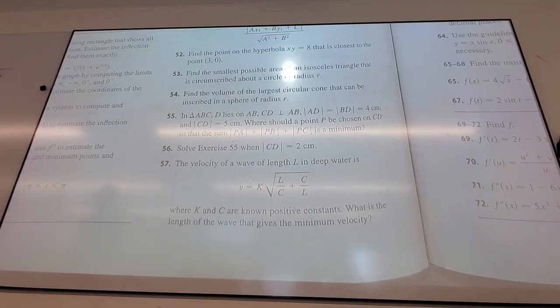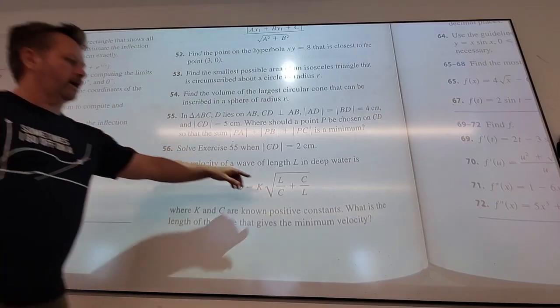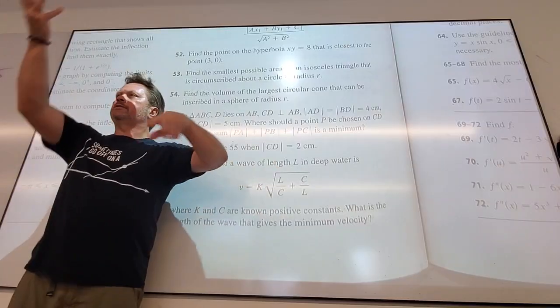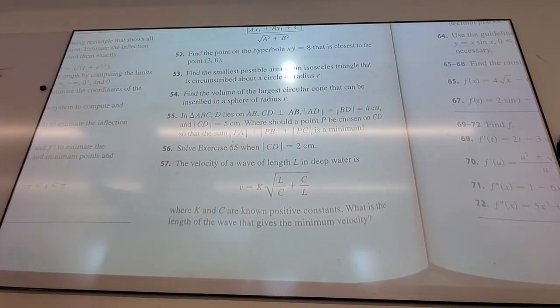So I need you to understand, 57 is an optimization problem, but it's already done the hardest part for you. It gave us the function. Now, what's my variable? V is a variable, correct? What's the other variable? L. So I would rewrite the inside as 1 over C times L plus C times L to the negative 1. That would make it easier to take the derivative eventually.